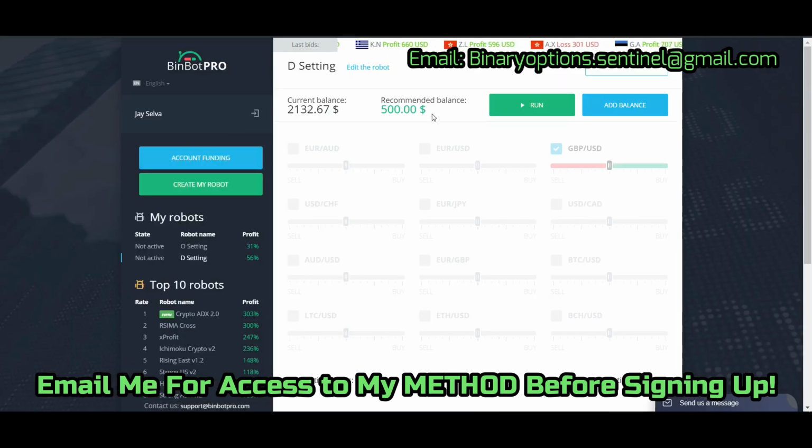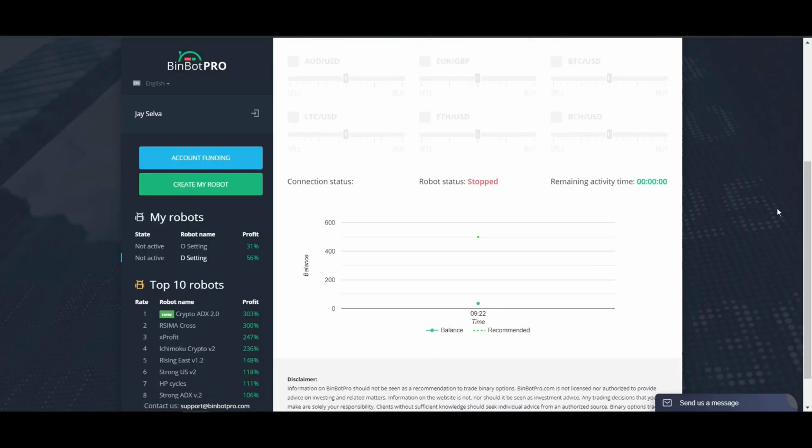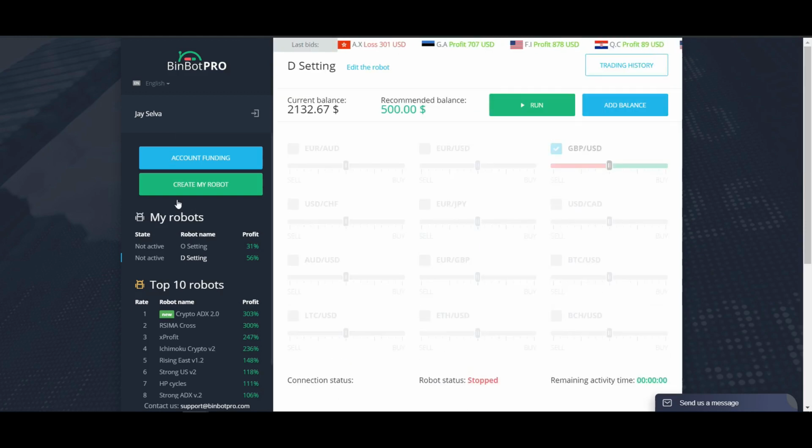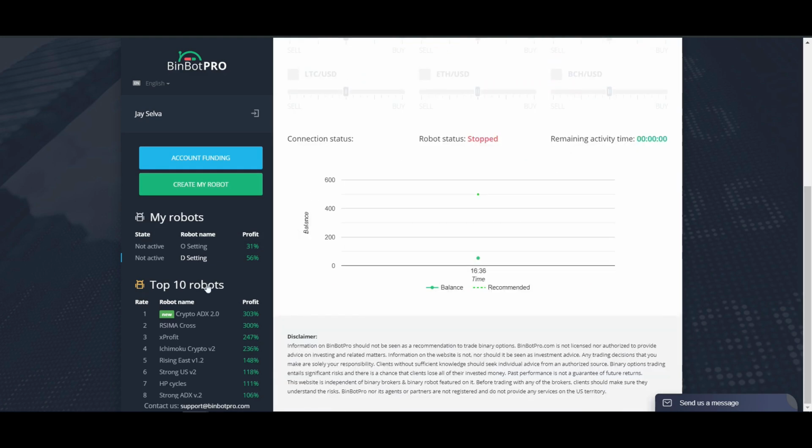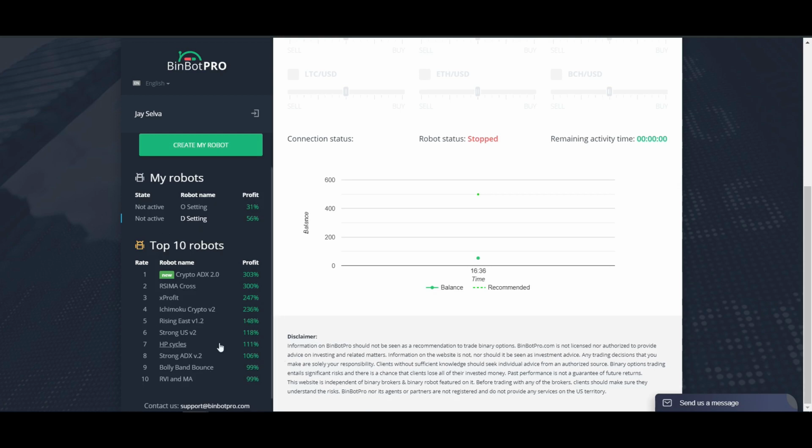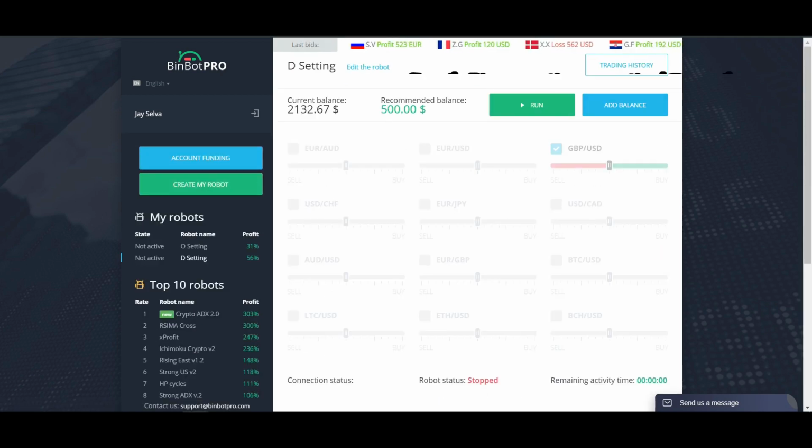Alright guys, so this is the Binbot Pro trading platform. If you guys are new, this is basically how it looks like. It's a trading platform where you just click the settings and then click the run button whenever you want to trade. So basically you just click run or stop, and then it will automatically take a trade in the next minutes based on the settings that you've already implemented within the robot. As also mentioned just now, there are the top 10 default settings, but I don't really use them, so I don't really care about them.